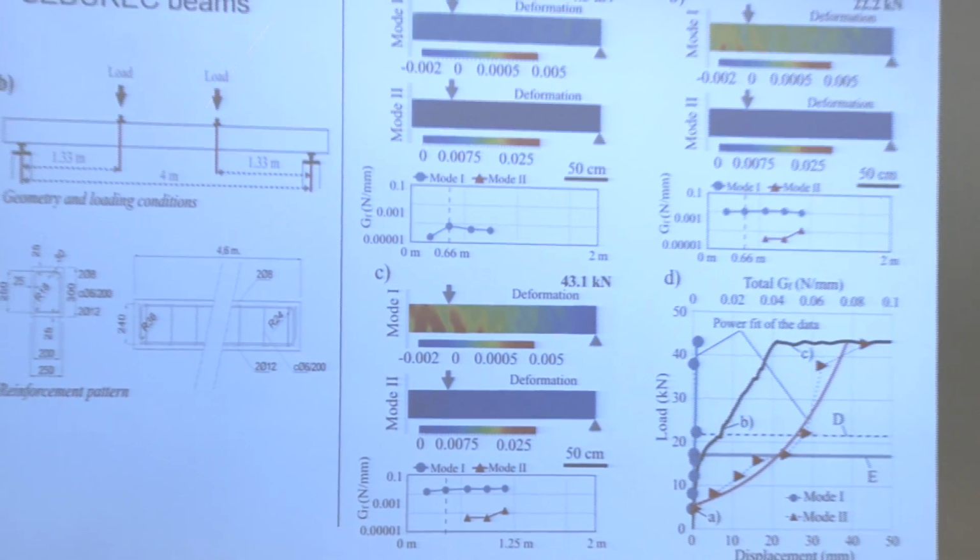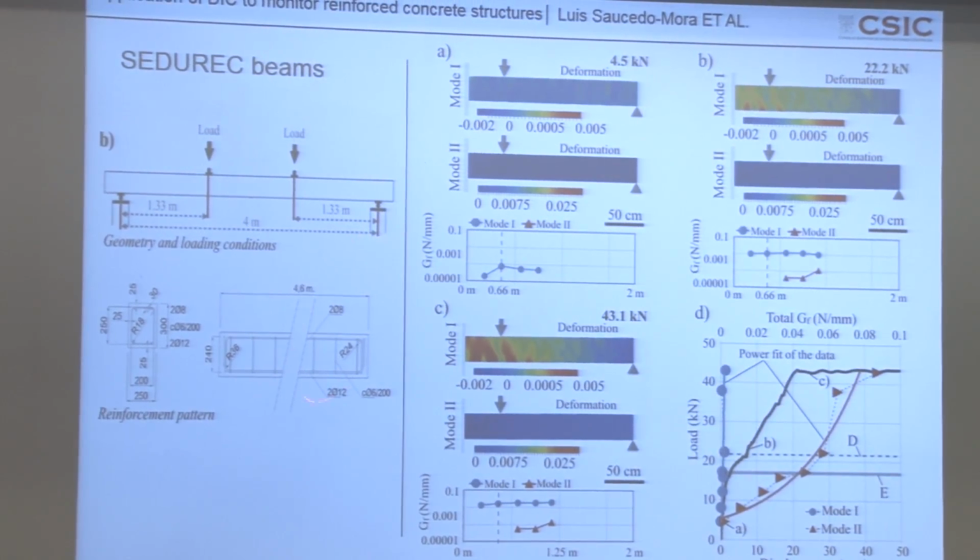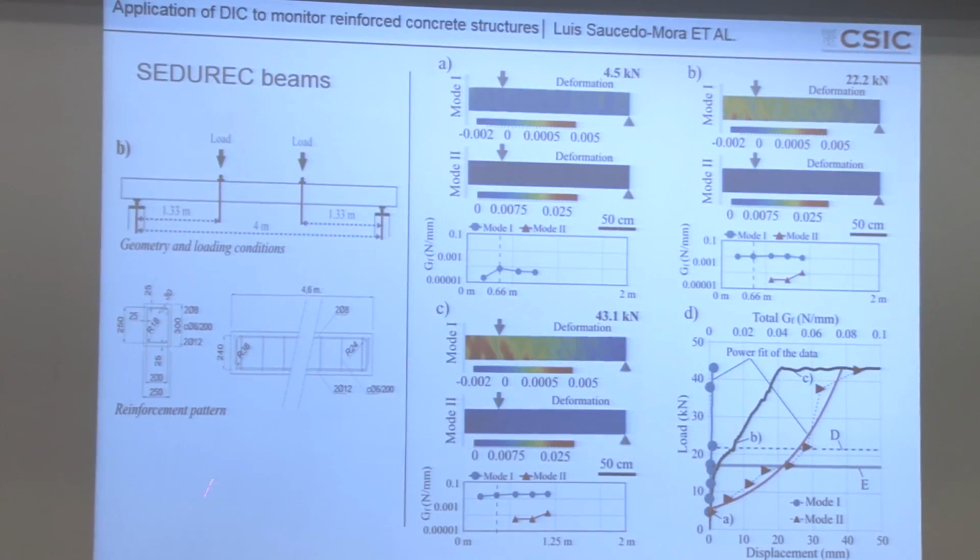And this is another example. This is a beam, again with 4 meters. This is half of the beam, so we are taking a picture of 2 meters of the beam. So the reinforcement pattern is different.